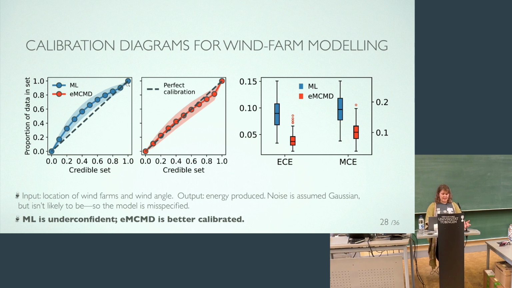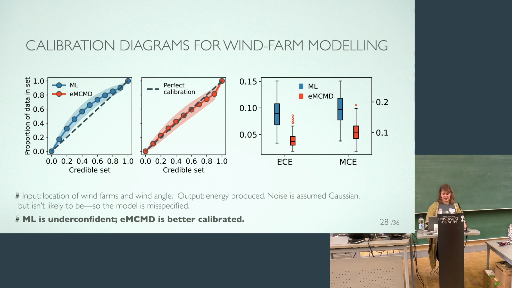Again, we see the same scenario that we observed in the previous experiment and in the Nile one, that maximum likelihood is underconfident over 100 runs of the experiment, I think. And EMCMD is pretty close to good calibration, a tiny bit underconfident here.